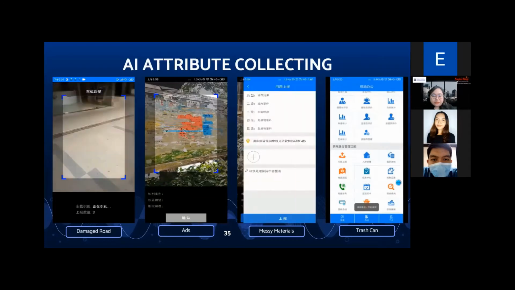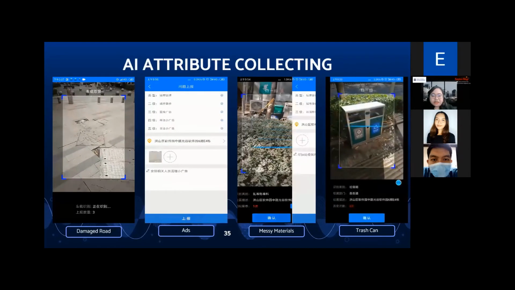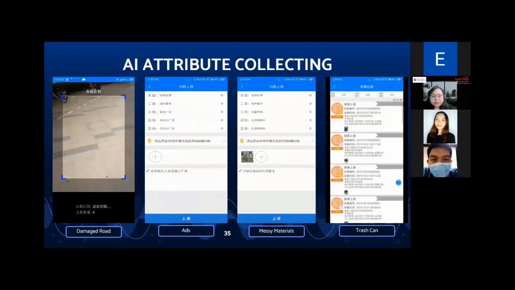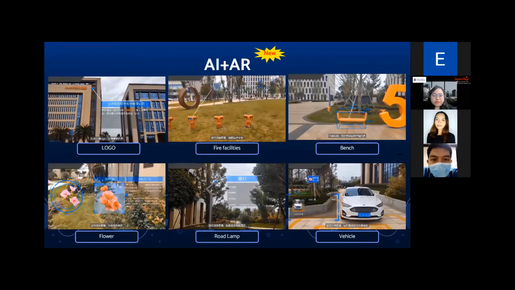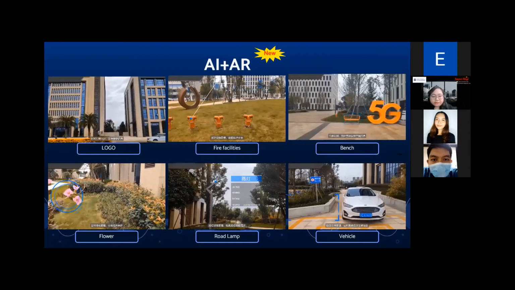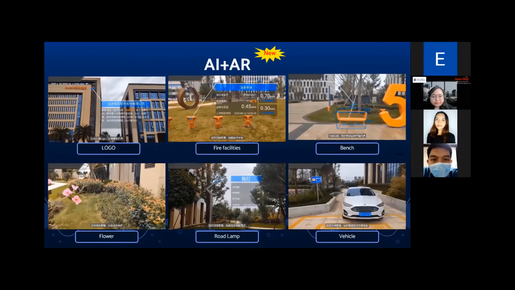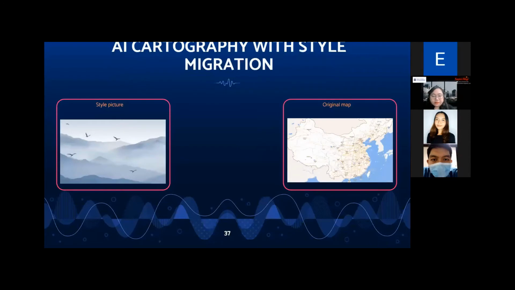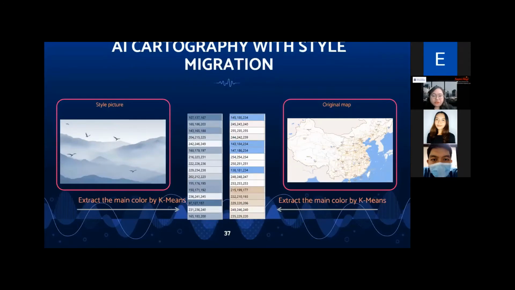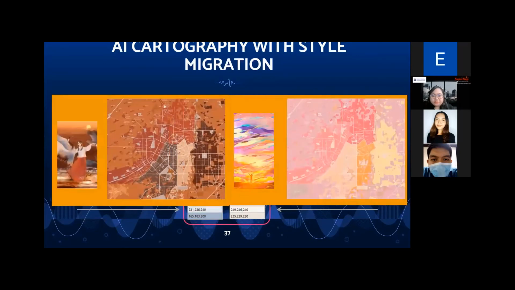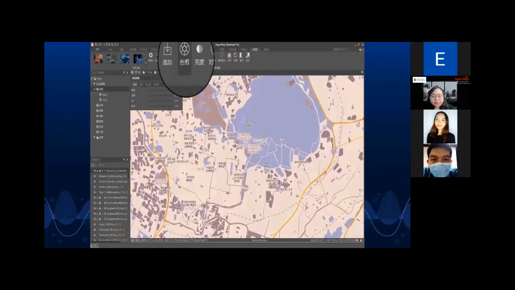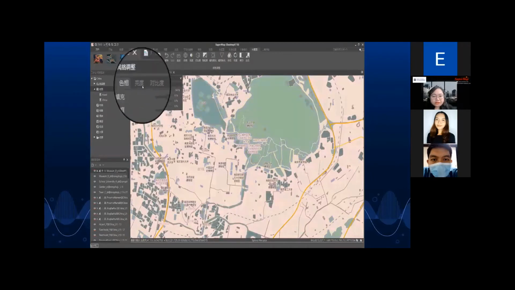Using iTablet, we can also identify and collect attributes and geospatial data. Just by pointing the camera, we can identify objects and see their information. We can also beautify maps with AI for color matching and style migration. We can adjust color image, brightness, contrast, and saturation.